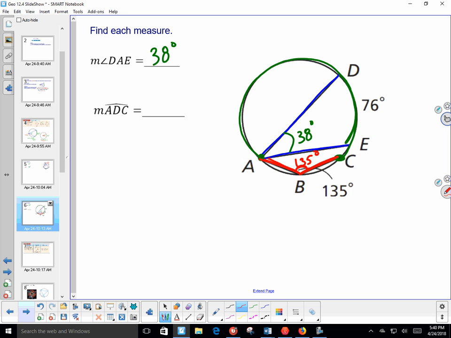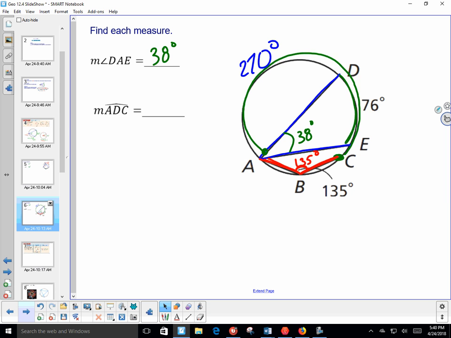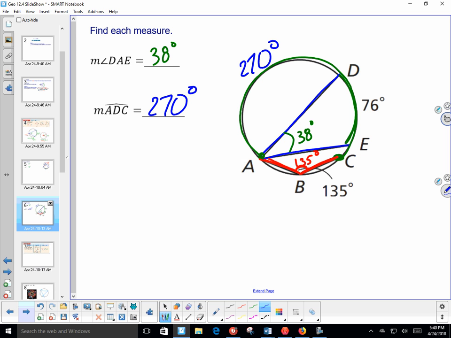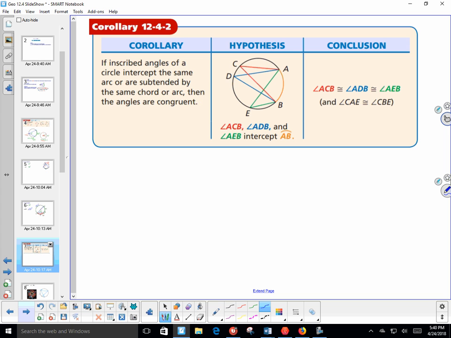That's this angle right here, and that means that this big arc that I drew in, this whole arc, is going to have to be double that 135. So 135 times 2 is 270 degrees. So that's the measure of this entire arc, arc ADC. It's 270 degrees. All right, so that brings up this corollary. If inscribed angles of a circle intercept the same arc or are subtended by the same chord or arc, then the angles are going to be congruent.